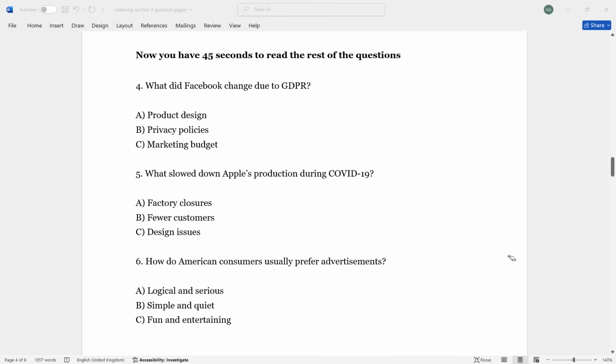And finally, do consumers behave differently in different countries? They do. Some want emotional ads, while others look for facts. For example, Japanese buyers like detailed stories and ads. Americans often prefer ads that are fun and entertaining.